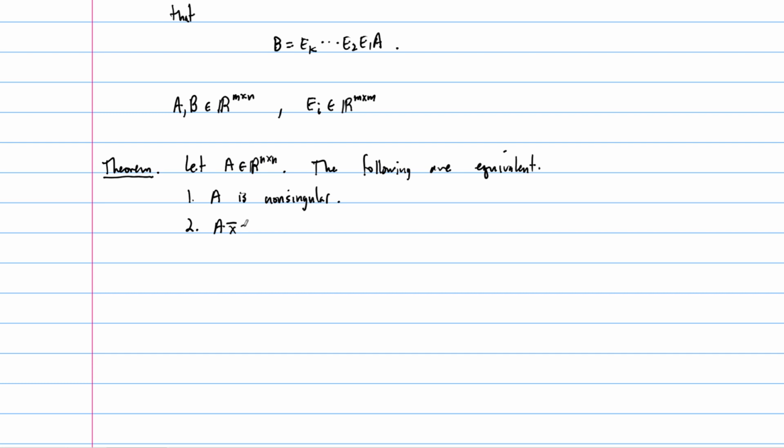Item two is that A times x equals 0, which is called the homogeneous system, has only the trivial solution. The trivial solution is that x has to be 0. A times 0 is equal to 0. Homogeneous systems are always consistent. Hopefully you saw that in your studies in the last section. Every homogeneous system does have the trivial solution. The key to this statement is that this system has only the trivial solution. There is no other solution to this equation, A times x equals 0. This is the only one.